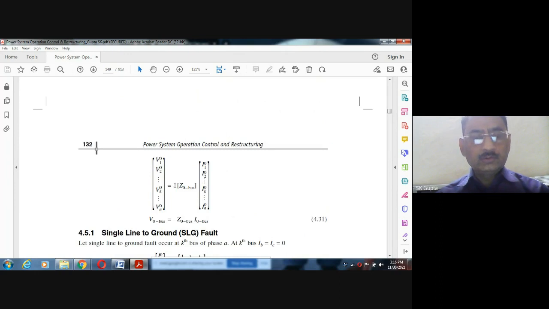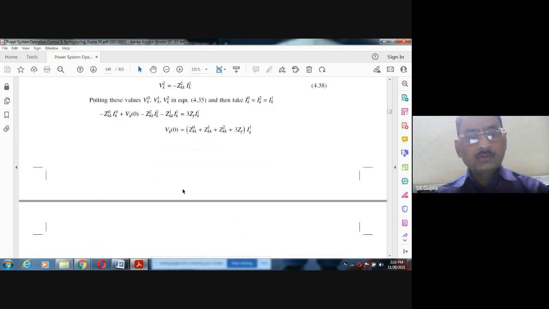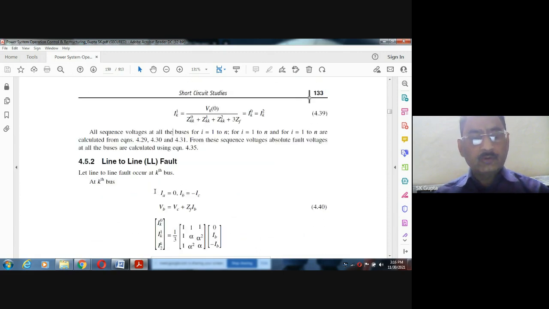Similarly, for zero sequence, this is the impedance. Here it is 0, 0, 0. There is a relation of positive sequence, negative sequence, and zero sequence voltage and current with their Z buses. So now we were describing this line-to-line fault, and these were the conditions.